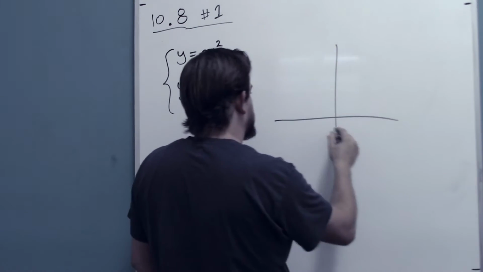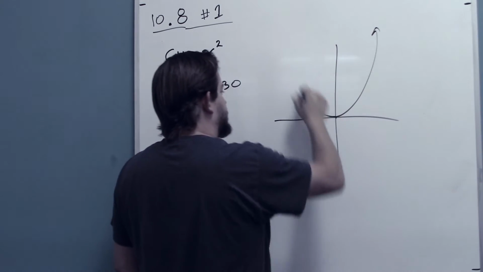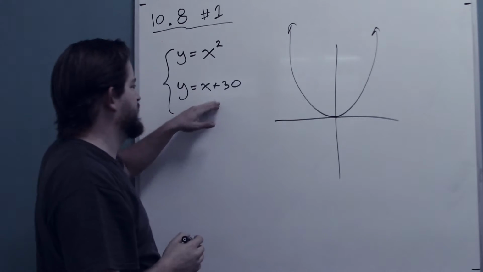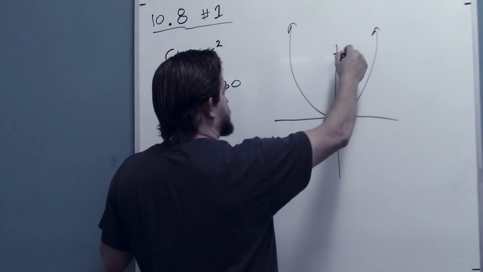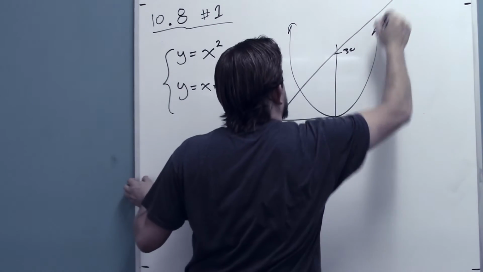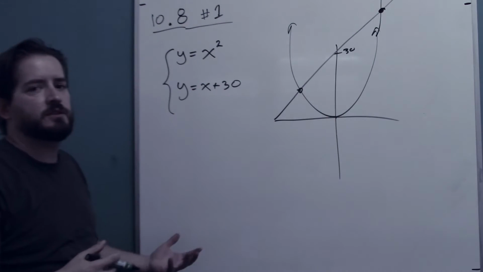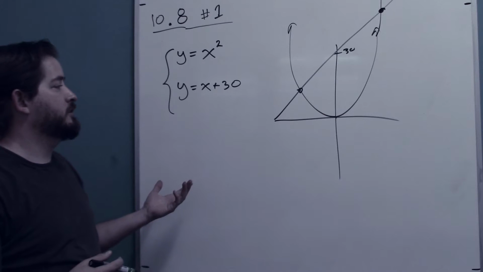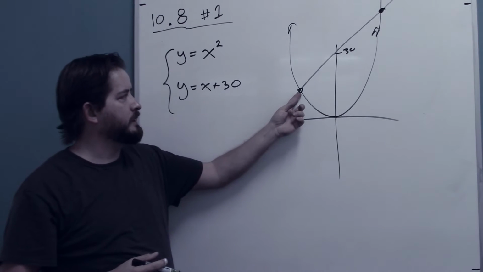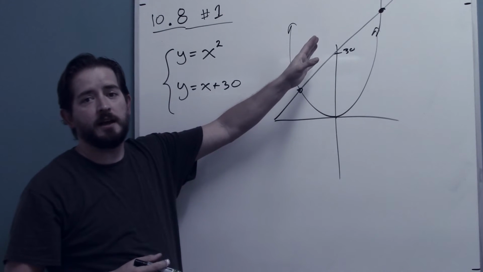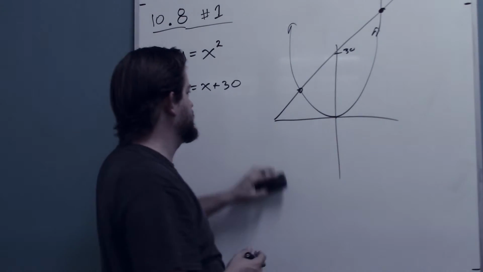I know that y equals x squared is just that parabola like we had in the last one. And then y equals x plus 30 is just a straight line that goes through wherever 30 is. But you can see we're going to have 2 solutions, right? My graph is terrible. There's no way we're going to figure out what this point is and what that point is by this graph. So let's do it by substitution.